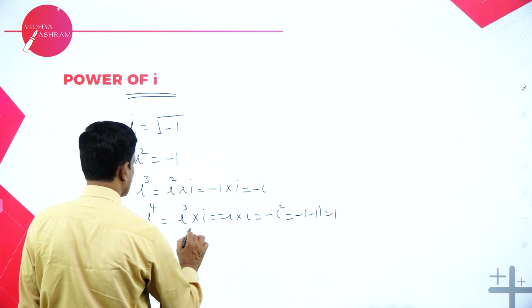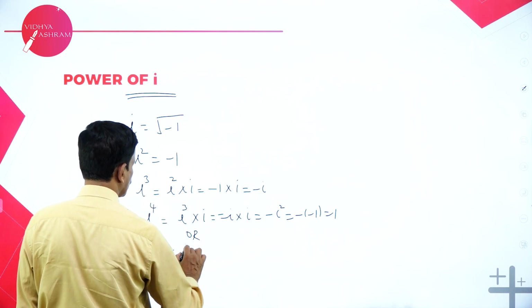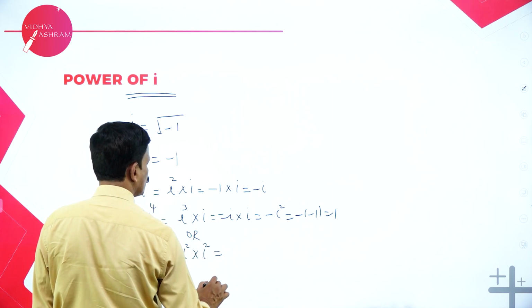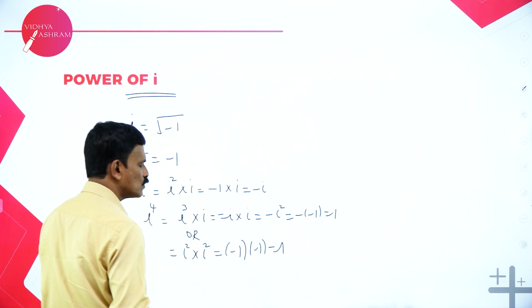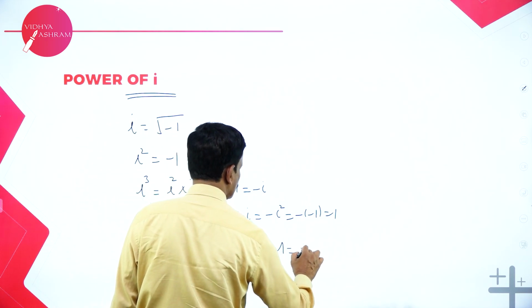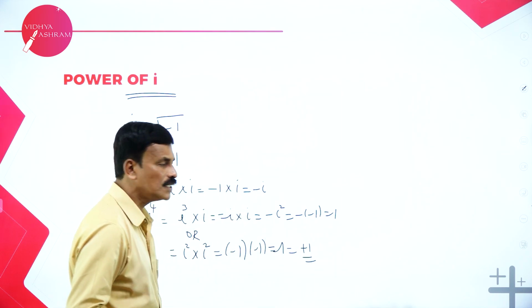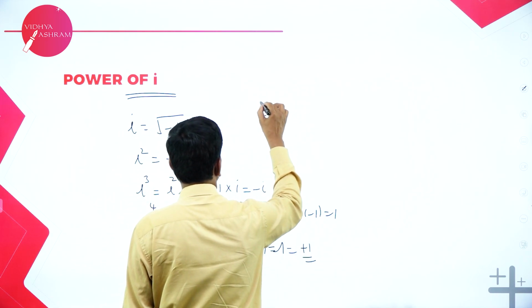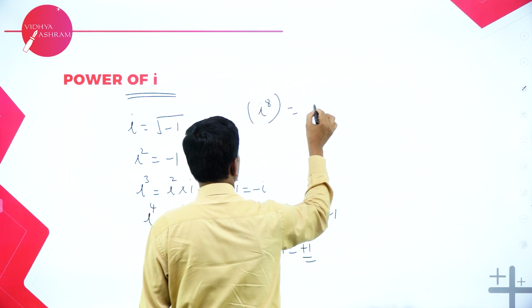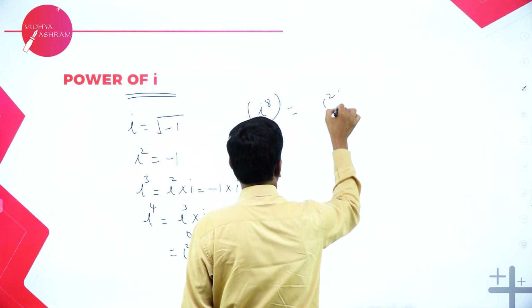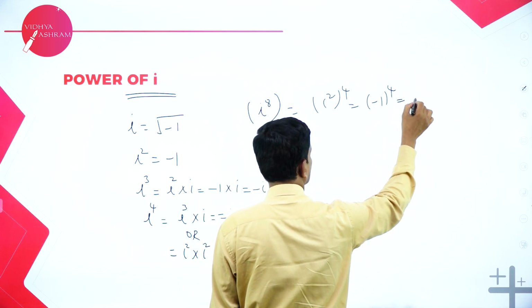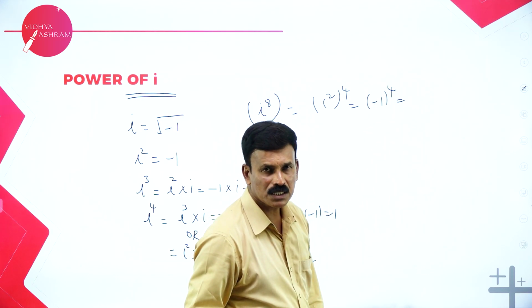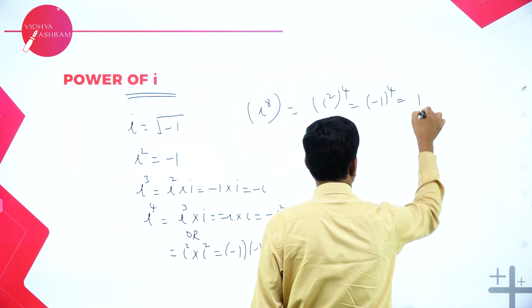Or you can also write like this. i to the power of 4 can be written as i square into i square. What is i square? Minus 1 into minus 1. That's equal to plus 1. Suppose you want i to the power of 8. i to the power of 8 can be written as i square whole to the power of 4. What is i square? Minus 1 whole raised to 4. If you multiply minus 1 four times, you will get plus 1 itself.